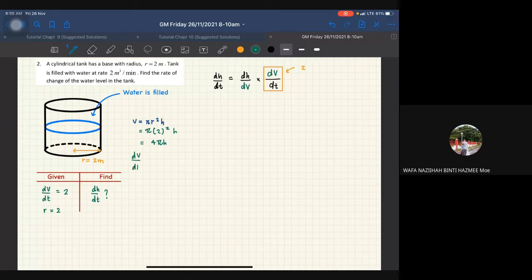and then dV dt is 2. So you will get 1 over 2 pi, and the unit is height in meters per minute. Okay, this is our answer. Okay, everyone clear with this example? Any question? Clear.